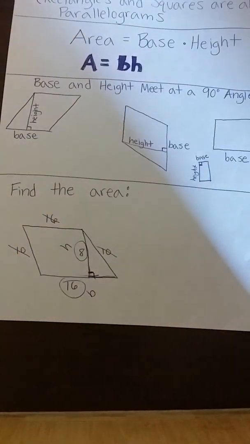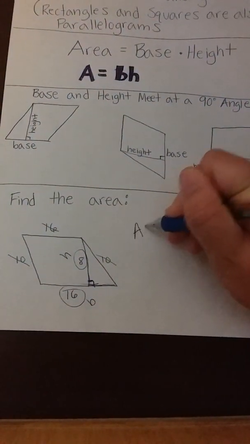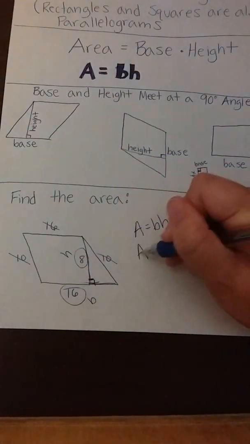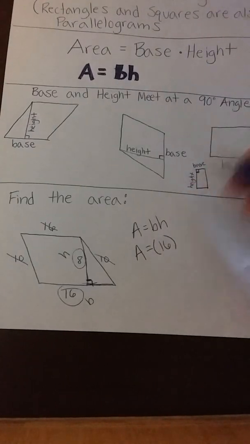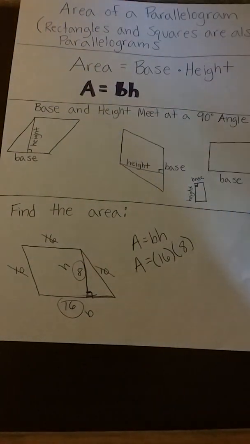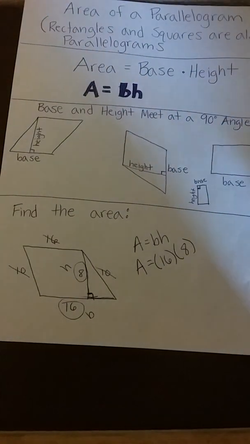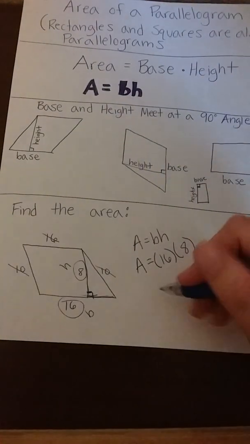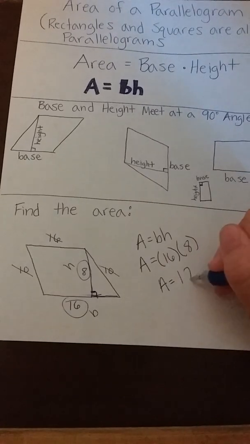That's all extra information. Since it's a parallelogram, I can use area equals base times height. I don't know the area, so that's going to stay A. The base in this case is 16, and the height in this case is 8. Now, since these are both on the same side of the equation, we can just go ahead and multiply them. 16 times 8 is 128. So the area of this parallelogram is 128.